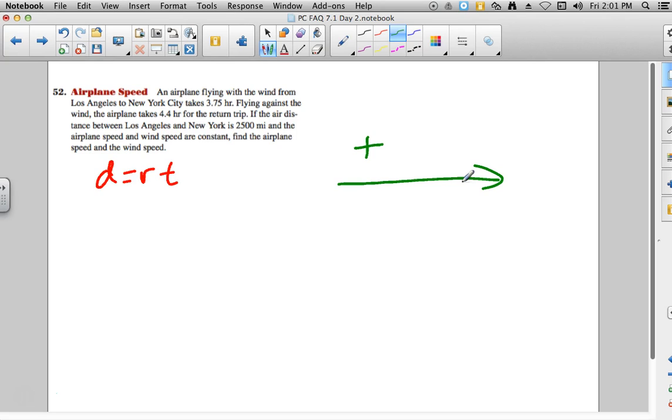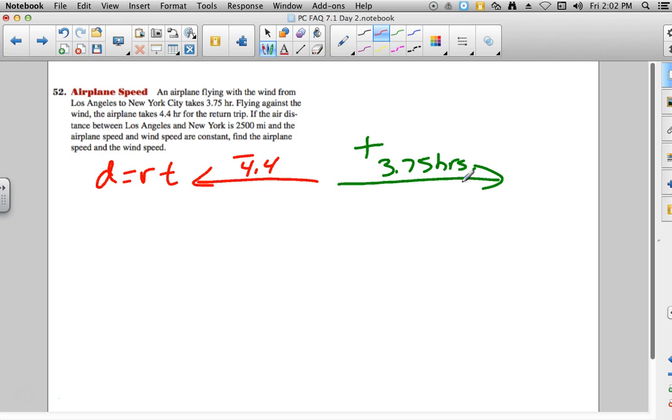And when that happens, their trip takes 3.75 hours. But against the wind, which would be a subtraction of the wind, you know, using distance equals rate times time, that one takes them 4.4 hours for the return trip. And it says if the air distance between Los Angeles and New York is 2,500 miles and the airplane speed and wind speed are constant, find the airplane speed and the wind speed.